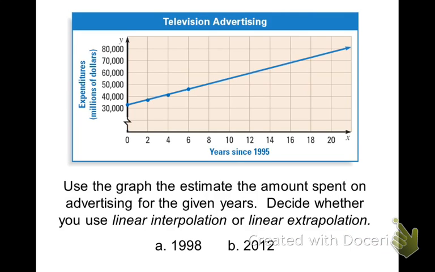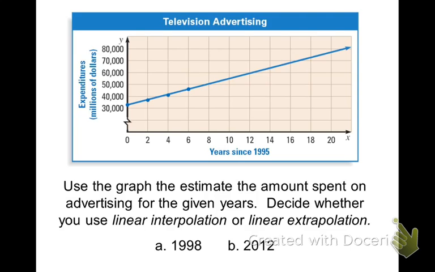So as we look at this example of television advertising expenditure, on the vertical axis we have, I guess, $80,000 million at the top, and at the bottom we've got $30,000 million. That's lots of money spent on advertising. And then our horizontal axis is years since 1995, so year zero would be 1995.